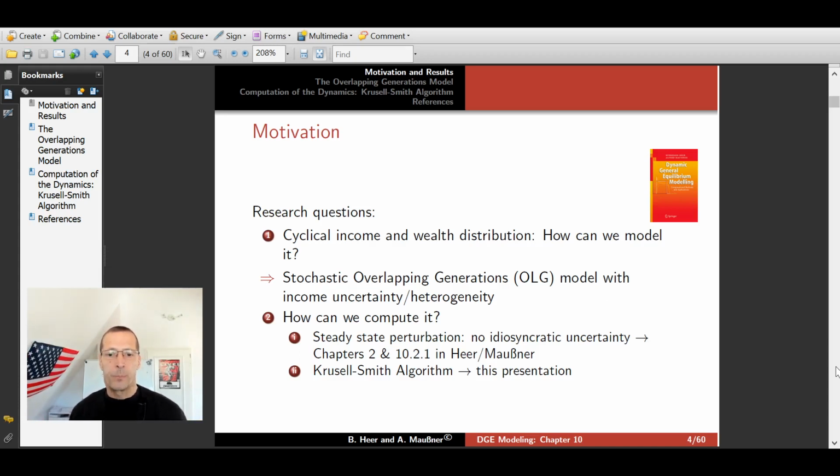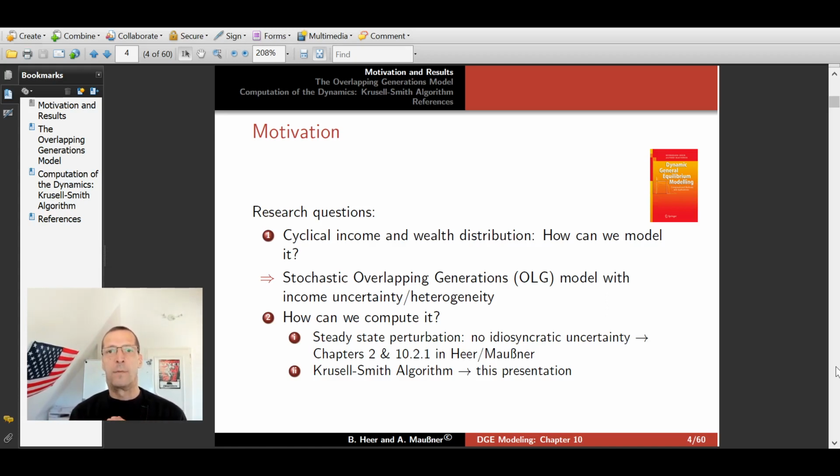Now, how can we compute it? Well, there are basically two methods, and both methods are presented in our book, Dynamic General Equilibrium Modeling. One is that we use perturbation methods. You may know this from the representative agent model, the standard business cycle model, which builds on the Ramsey model, and you might use our programs to solve for the solution, or you might use Dynare programs. So there are standardized software packages available. These standard perturbation methods, we present them in chapter 2 of our book and also in chapter 10.2.1. But realistically, you can only apply them to models without idiosyncratic uncertainty.